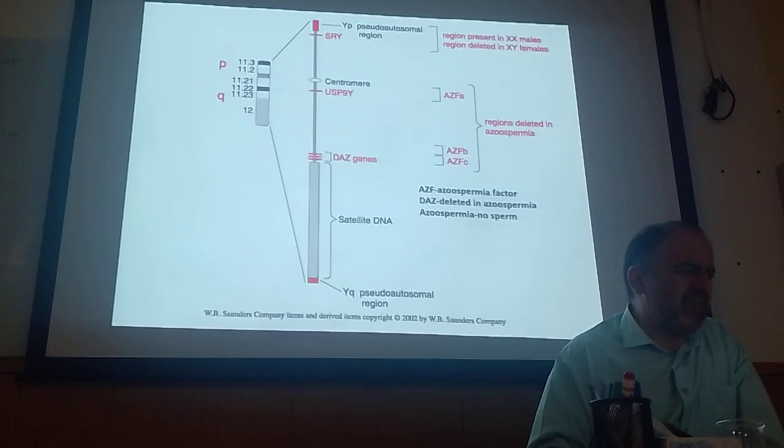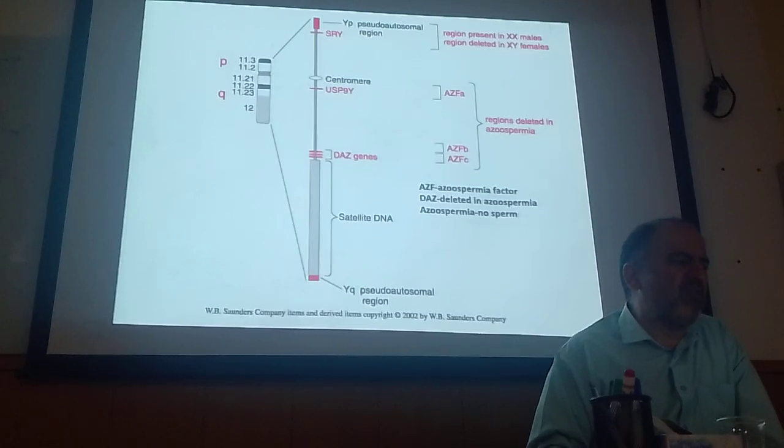DAZ gene for deleted in azoospermia. We have other copies, azoospermia factor 3: AZFa, AZFb, AZFc. If any of them is deleted, it results in azoospermia.